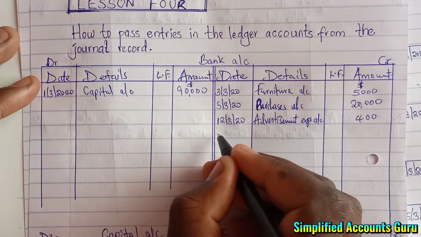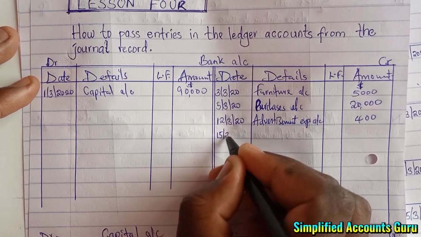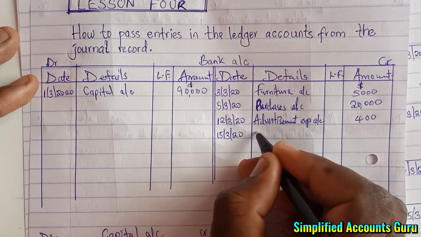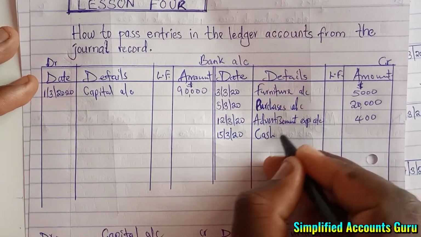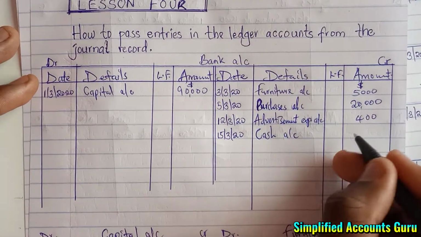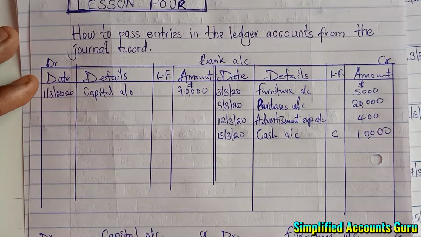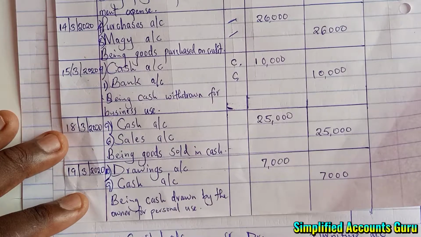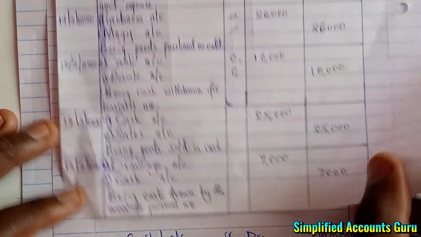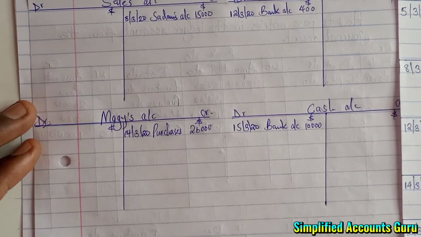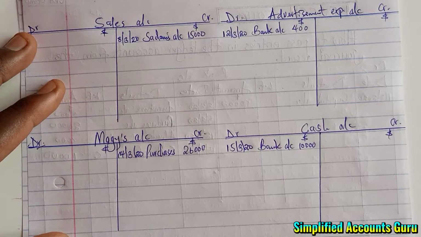So you will be saying here on 15th March, there is a cash account, money going to cash account amounting to 10,000, and that was a contra transfer, a contra entry. On 18th, cash and sales account. We already have the cash account and we have the sales account. It means that it was a sale made on cash basis. It was a transaction that was done on cash terms.